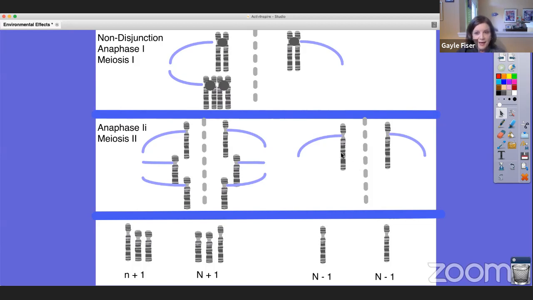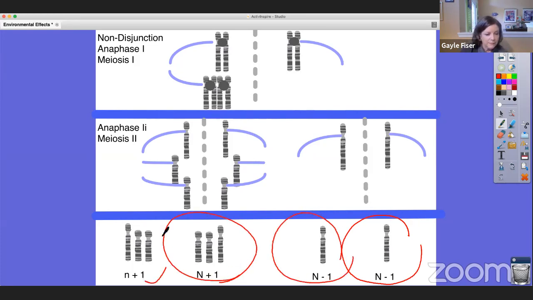And what happens is there's only 2 chromosomes, one on this side and one on this side when we get to anaphase 2. And then there's 3. Then we have one of each of these, 1, 2, 3. So at the end in our 4 cells, we have N+1, which is 1 too many, N+1, 1 too many, and N-1, 1 too few, N-1. So all of these have a chromosomal abnormality, okay?